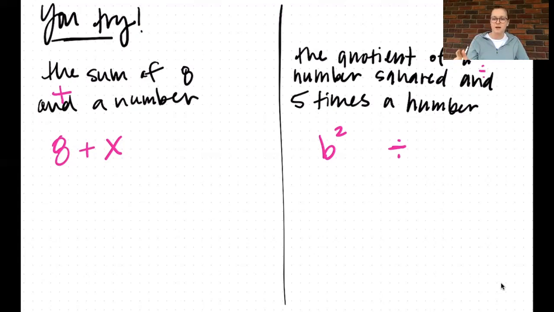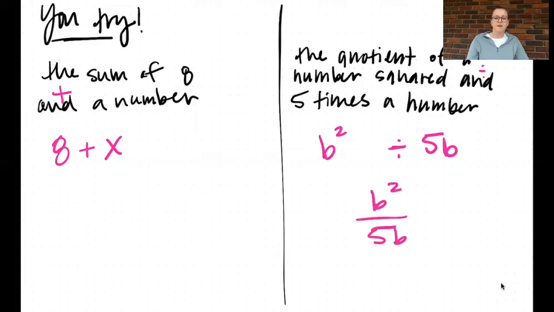So on the other side of my division symbol is 5 times a number. I could write the times symbol, or remember, I can just write them right next to each other. The other way you can write division is b squared divided by 5b. Remember, you can also write division as a fraction bar, and you are going to see that probably more frequently than the actual division symbol.